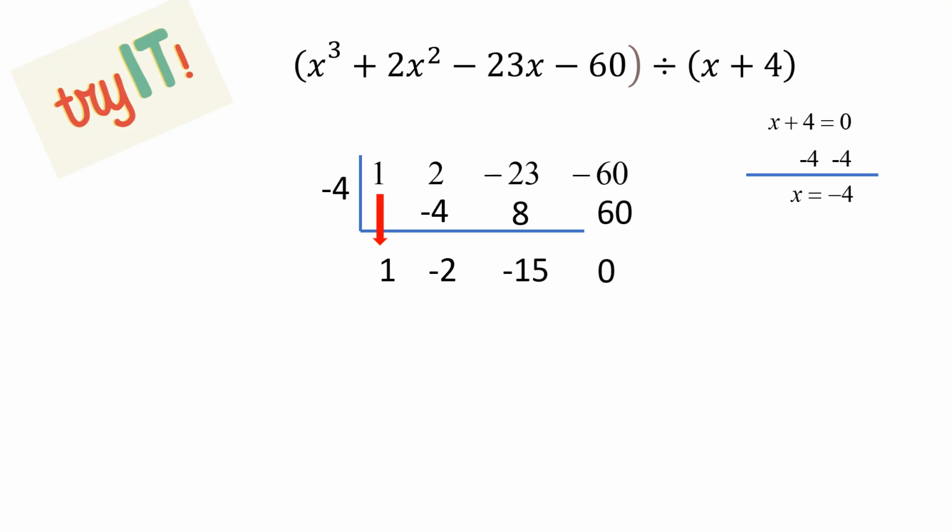So your answer, once again, is 1 exponent down from what you started with. So I have x squared minus 2x minus 15. And now I have no remainder on this one.